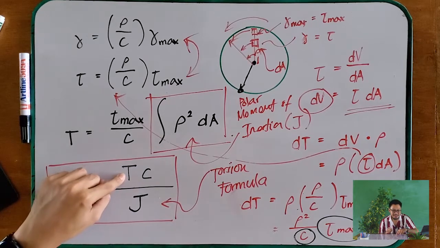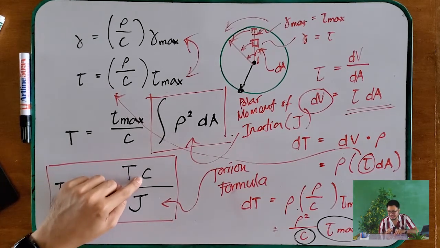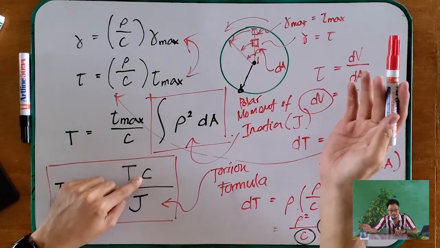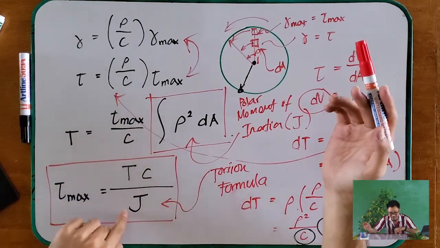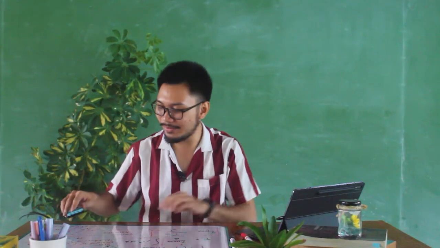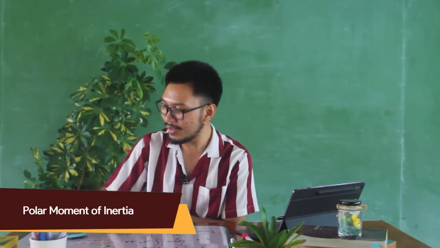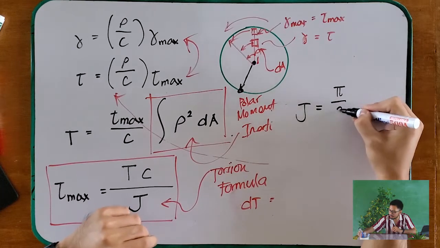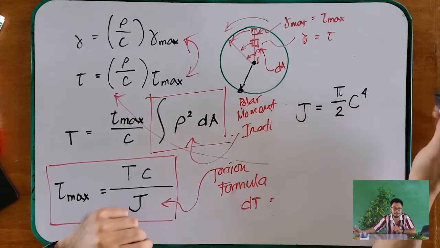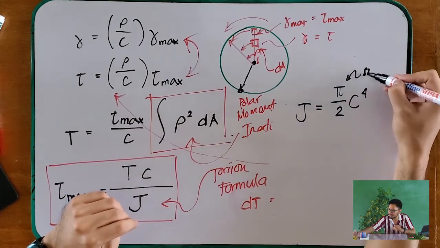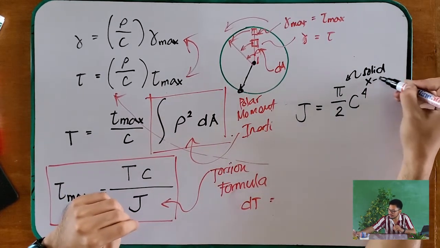Your T is your torque. Your C is the outermost distance from the center, which is basically your radius. And your J is your polar moment of inertia. Okay? Can you remember what is the formula of our polar moment of inertia? Your polar moment of inertia for a circular shaft is just equal to pi over 2 c to the fourth. Okay? And this one is for your solid cross-section.